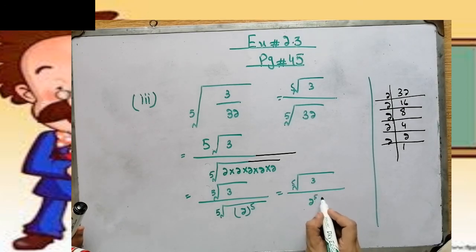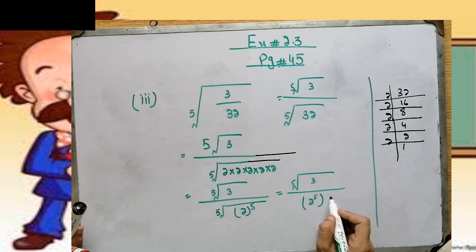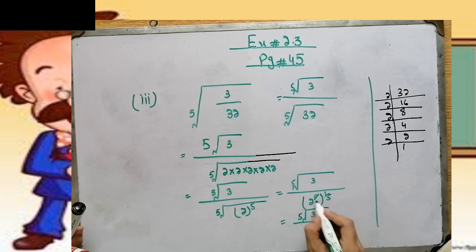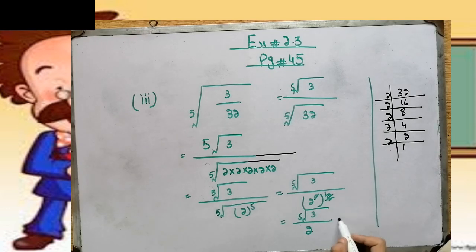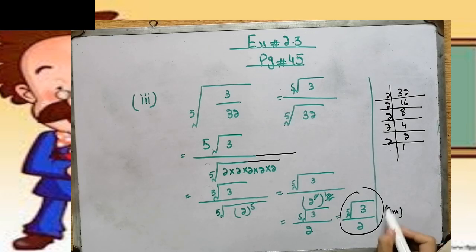So it can be written with root 5, and we know that the fifth root is power 1 by 5. So they can be cancelled, 5 with 5, just 2. And the fifth root of 3 divided by 2, and this is the final answer. We cannot simplify further now. Understood, beta? Okay. Now the rest of all the parts are your homework. Do this whole exercise in your notebook.